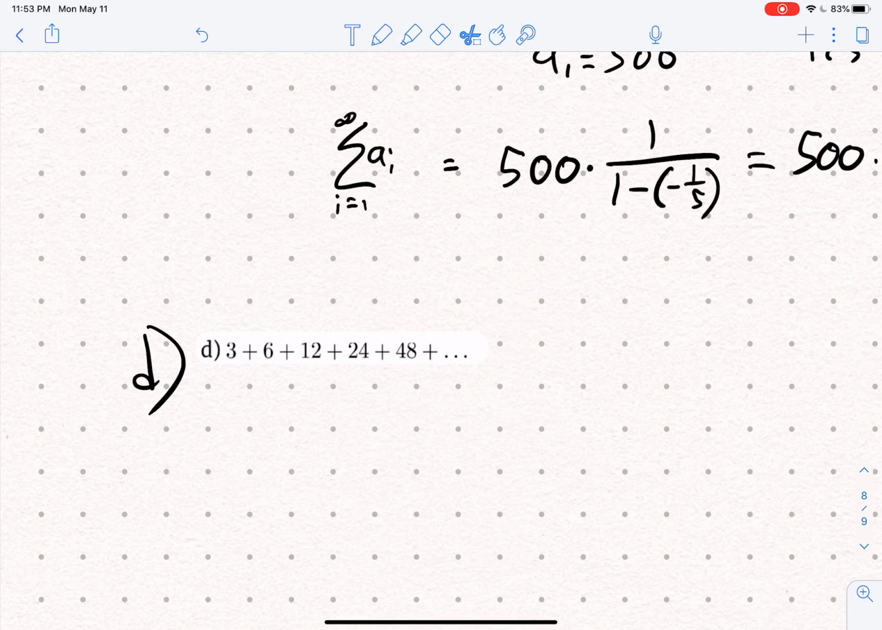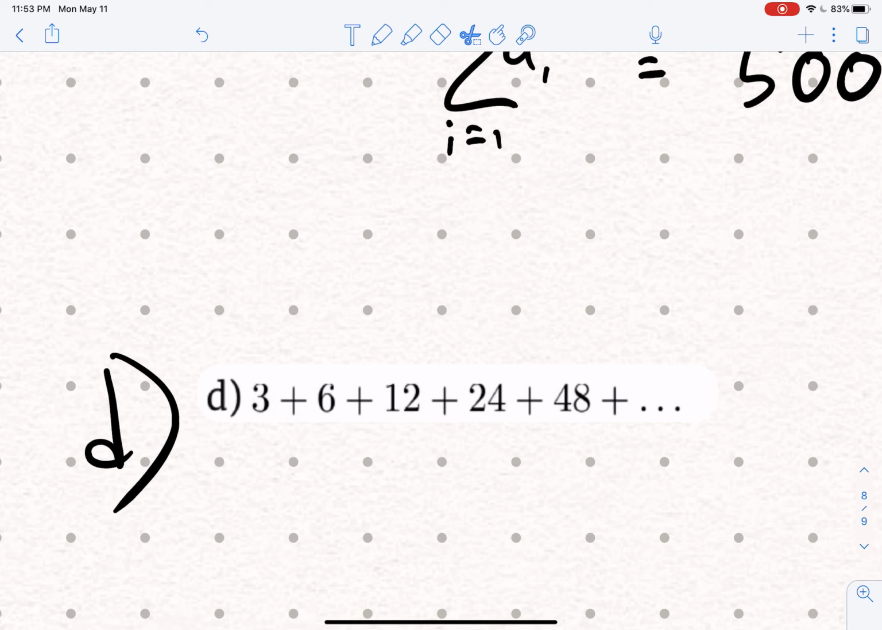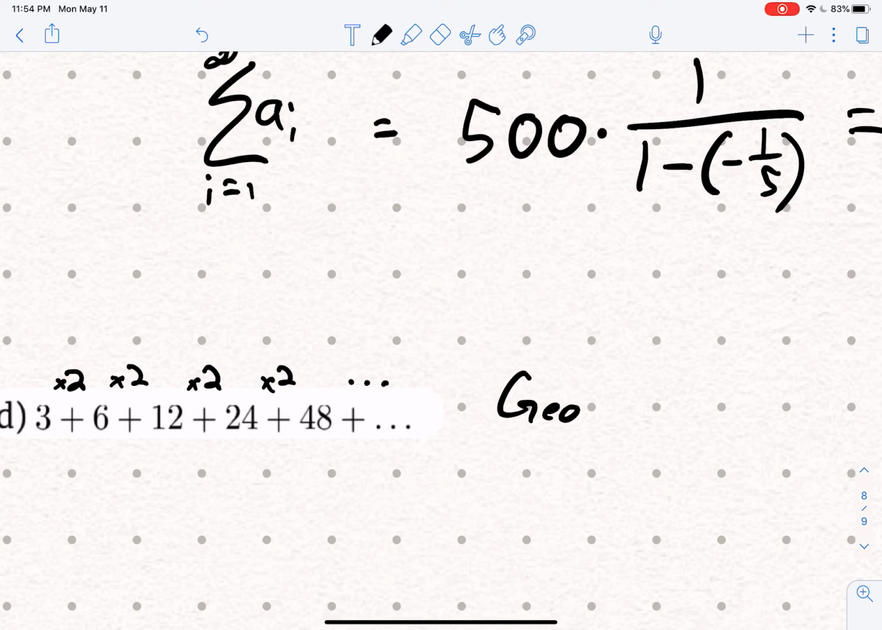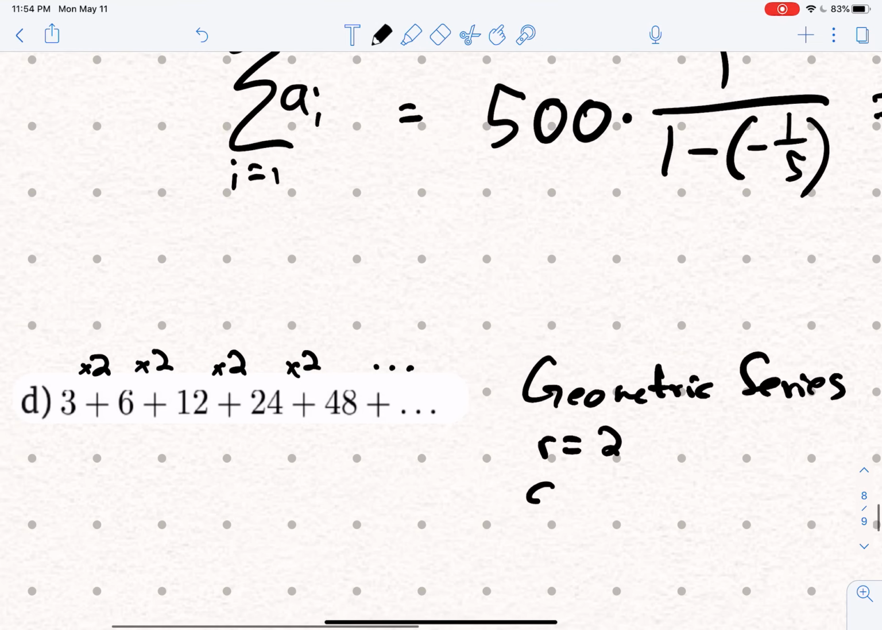Okay, for this one, well, is it a geometric series? Do we always multiply by the same thing to get from one term to another? It looks like to get from 3 to 6, we would multiply times 2. To get from 6 to 12, times 2. To get from 12 to 24, times 2. From 24 to 48, times 2, etc. It looks like it is a geometric series. So R is equal to 2. Our first term, A1, is equal to 3.